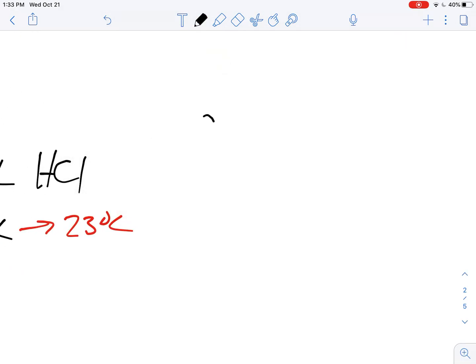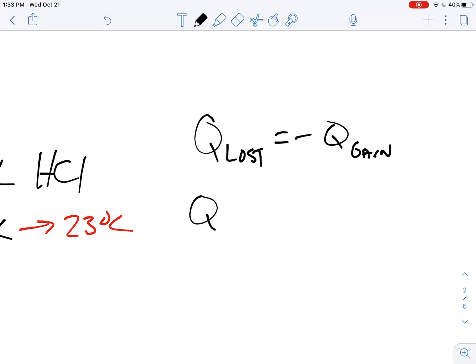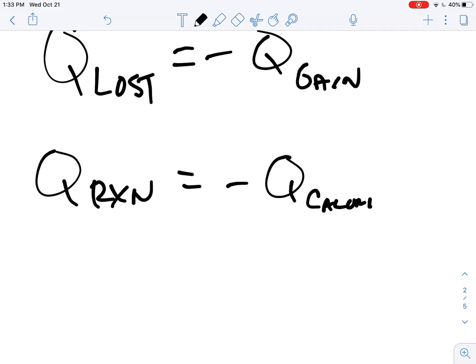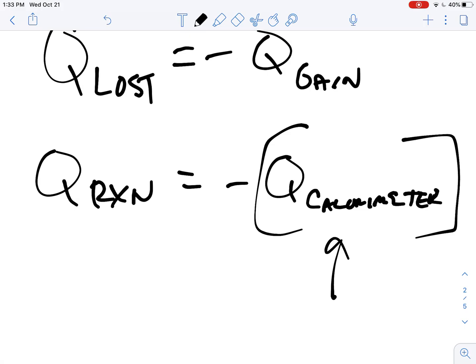Remember that the Q lost equals the negative Q that is gained, or the Q of my reaction is going to be equal to the negative Q of what's going on in the calorimeter. I am measuring things by the calorimeter, but I'm really interested in what's happening in the reaction. So whatever math I do here for my calorimeter, I'm going to have to take the opposite of that, and that's really what I'm interested in as far as the reaction is concerned.